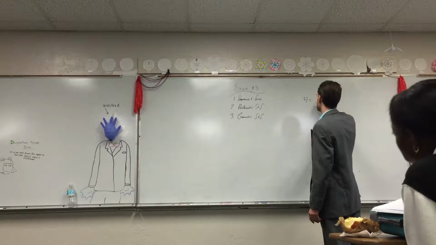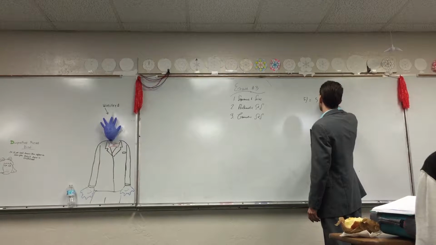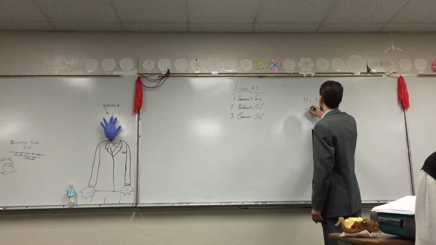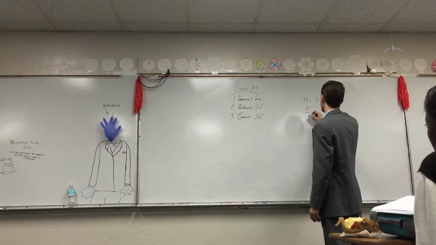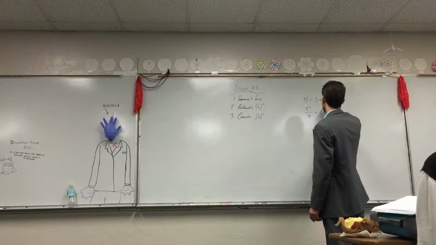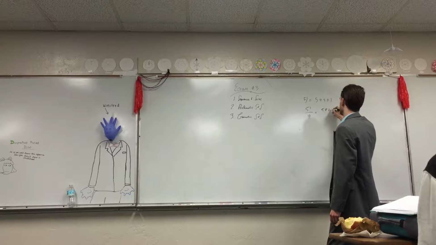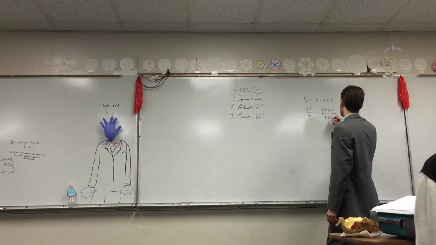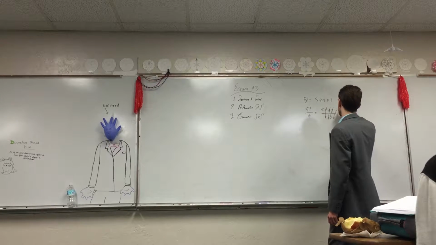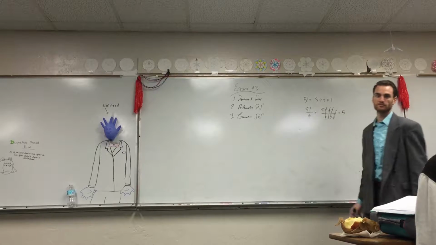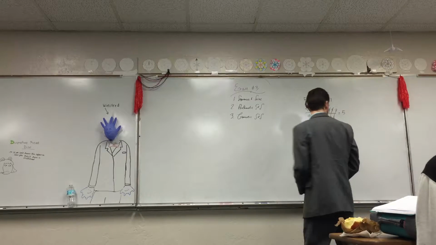5 factorial is 5 times 4 times 3 times 2 times 1. 5 factorial over 4 factorial, I don't have to do all that, right? Because it's 5 times 4 times 3 times 2 times 1 over 4 times 3 times 2 times 1, which is just 5, right? Okay, that's good.